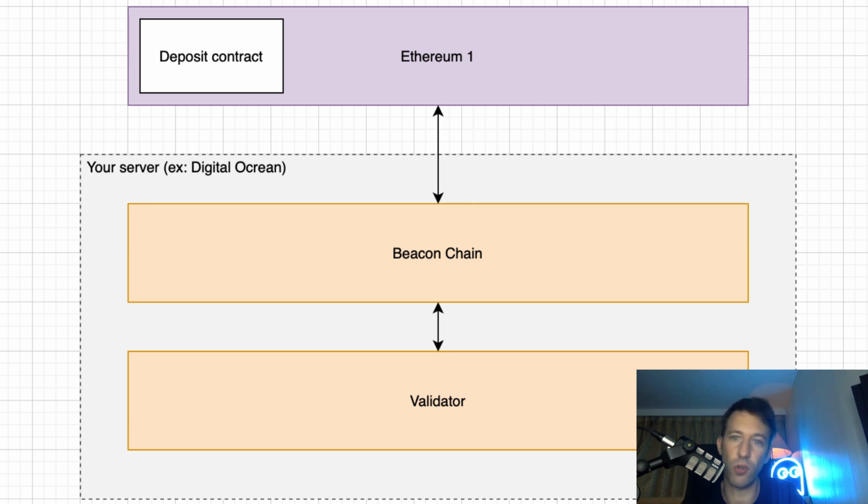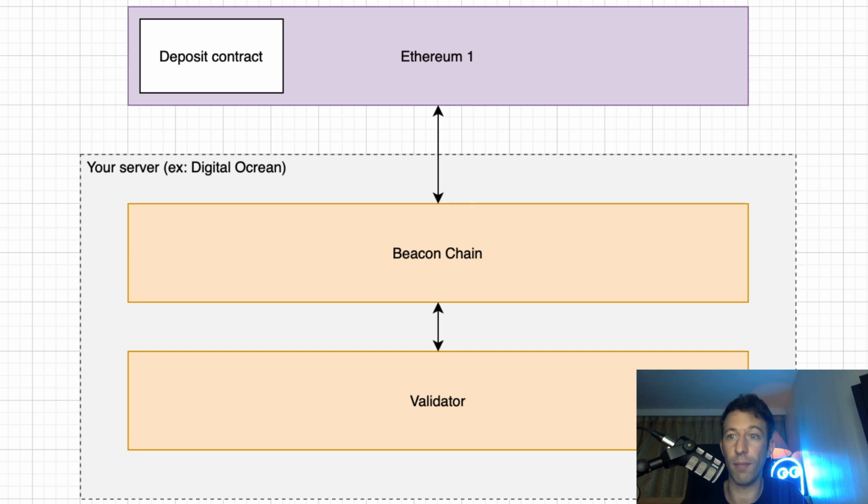So this smart contract is called the deposit contract. When you send your Ether to the deposit contract, you also specify a public key which is associated to your validator node. That's how we can establish a relationship between the staking deposit on Ethereum 1 to the validator nodes on Ethereum 2.